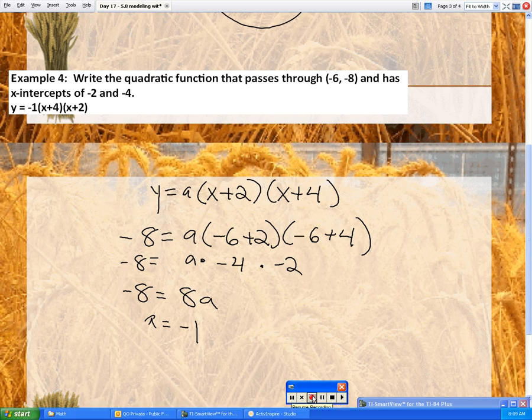Okay, so you can see for the last example, if you solve for a, you get -1. Sorry about that, I got disconnected from the sound.